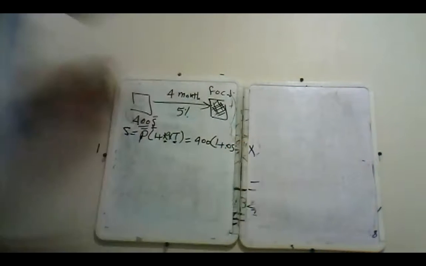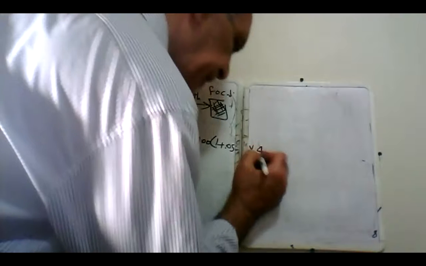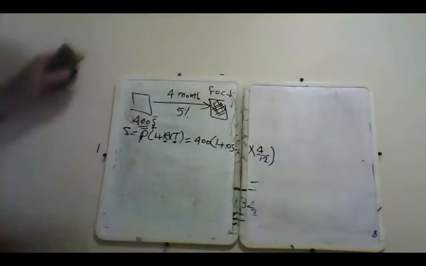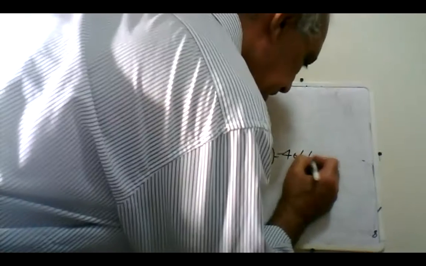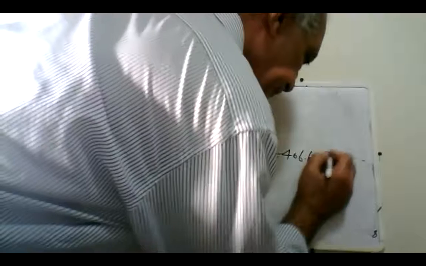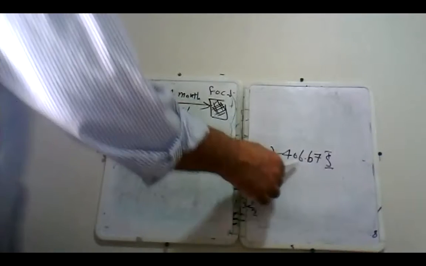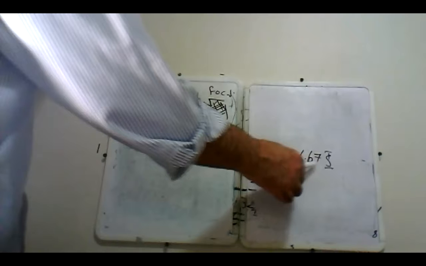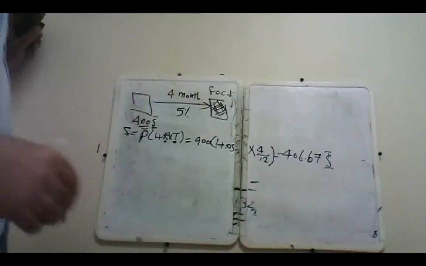multiplied by the time. The time is 4 months, so 4 divided by 12 because it's months. So this amount will equal $406.67. So $400 now will be $406.67 after 4 months from now.